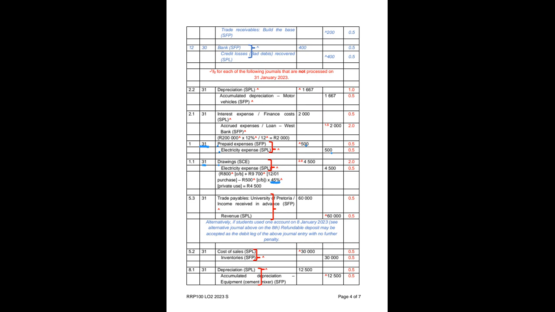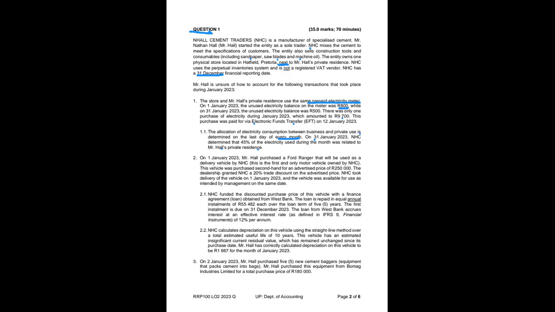So if we just swing back to the question just briefly, I just want to show you something here. In the question, as we read point 1.1, it says there that NHC determined that 45% of the electricity used during the month related to Mr. Hall's private residence. Now that's the amount we need to remove. So we need to remove 45%.